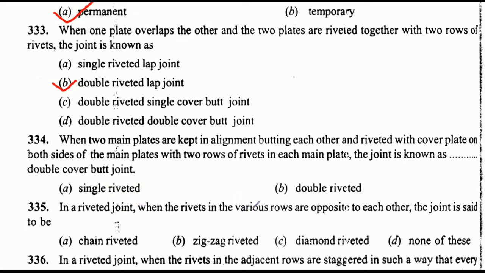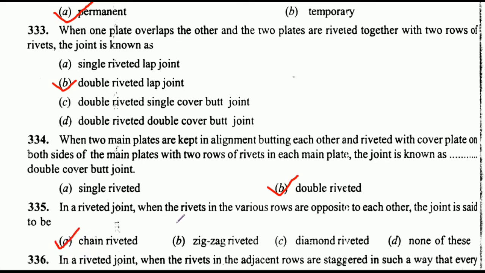Options are single riveted, double riveted. Here correct answer is option B, that is double riveted. Next is in a riveted joint, when the rivets in the various rows are opposite to each other, the joint is said to be. Options are chain riveted, zigzag riveted, diamond riveted, none of these. Here correct answer is option A, that is chain riveted.